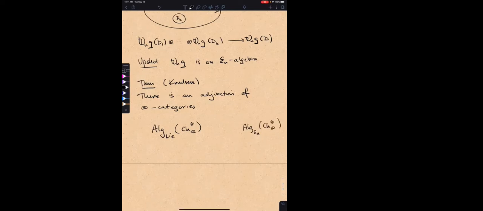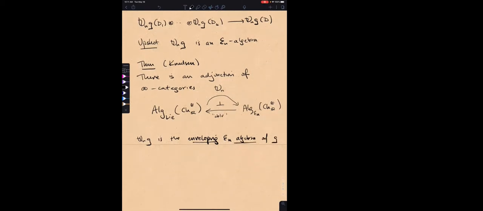So there's an adjunction. Un is the left adjoint, and there's a forgetful functor, if you'd like, from EN algebras to Lie algebras. So if you want, Un of G is the enveloping EN algebra of G.